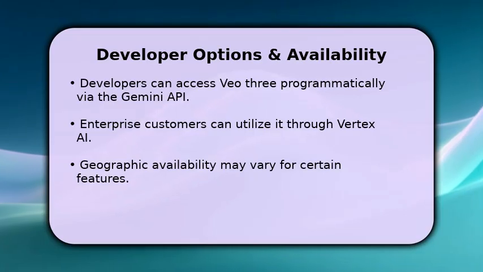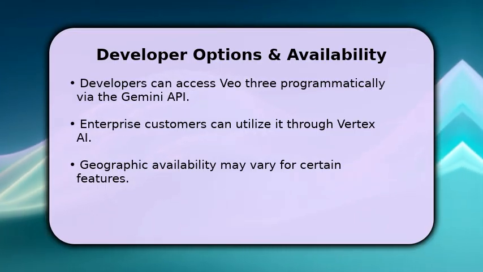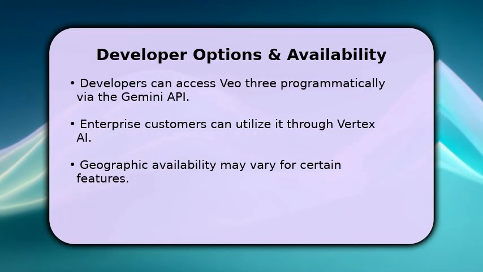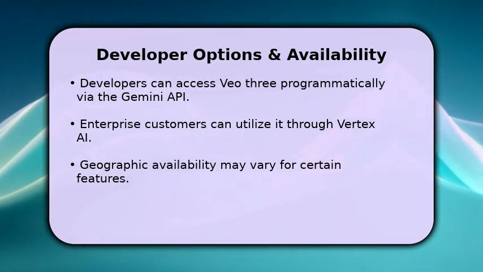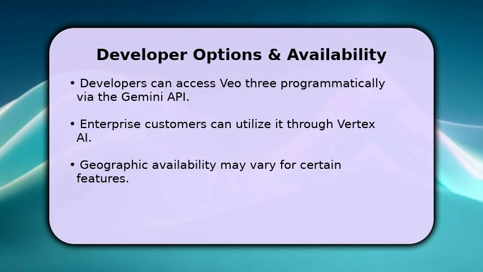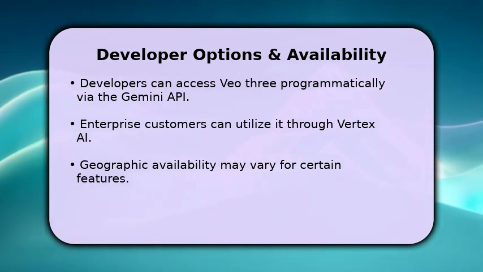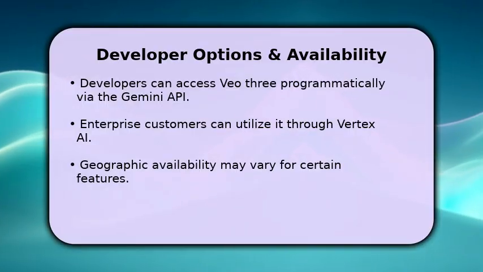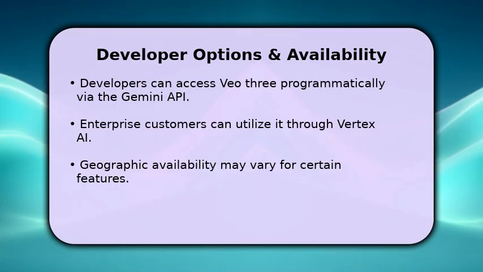For developers and enterprise users, Veo 3 is also available programmatically through the Gemini API and via Vertex AI. This allows for custom integrations and advanced applications. It is important to note that some features, like generating video from a photo, currently have geographic restrictions, particularly in parts of Europe. Always check regional availability for the latest information.